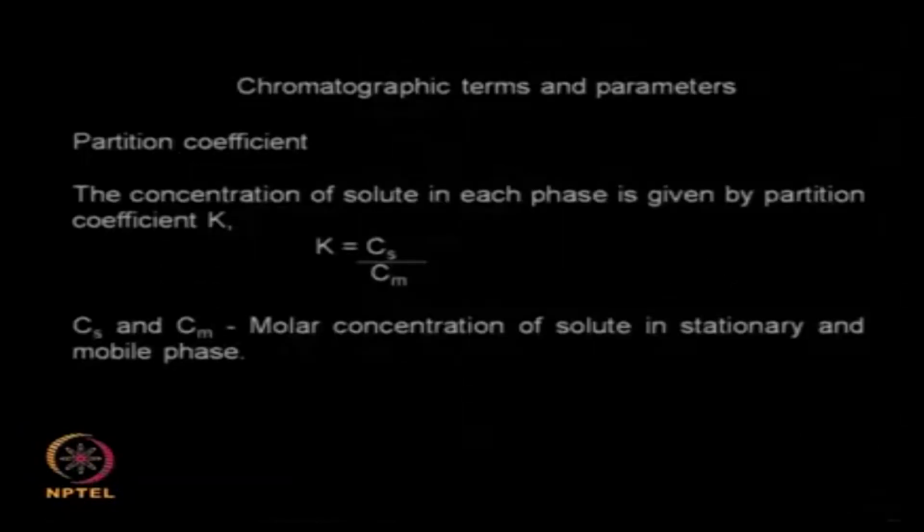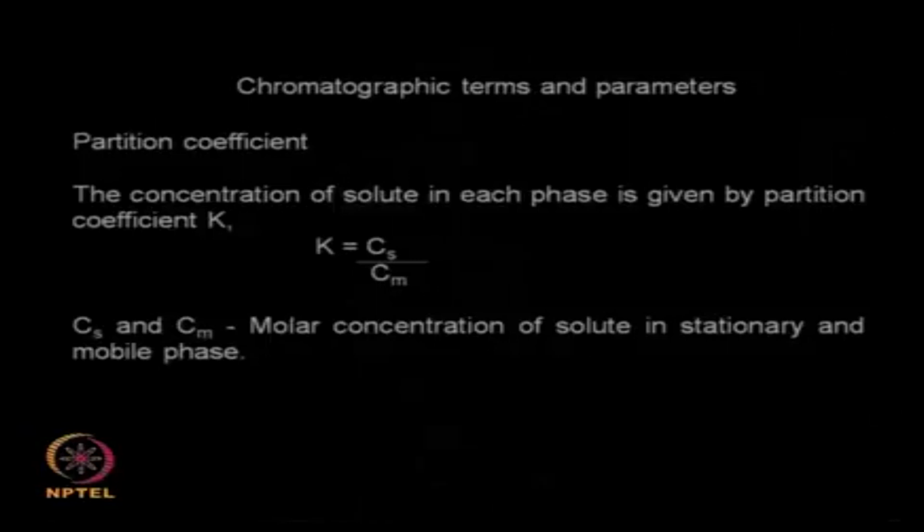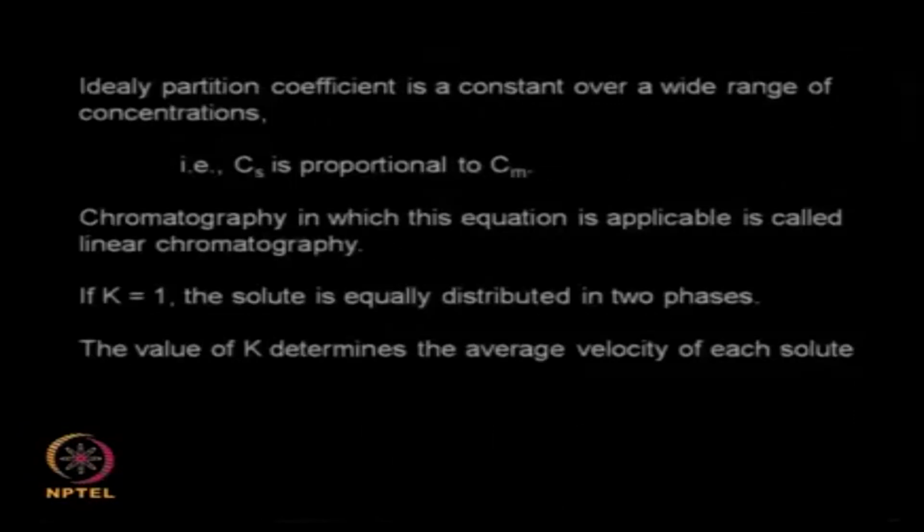So the important parameter that comes into picture is the partition coefficient, that is the ratio of the concentration of the solute in each phase, K. So K is equal to Cs by Cm. Cs is the solute in the stationary phase and Cm is the solute in the mobile phase. So ideally you want very high partitioning, and you also want the partition coefficient to be constant over a wide range of concentrations, right.